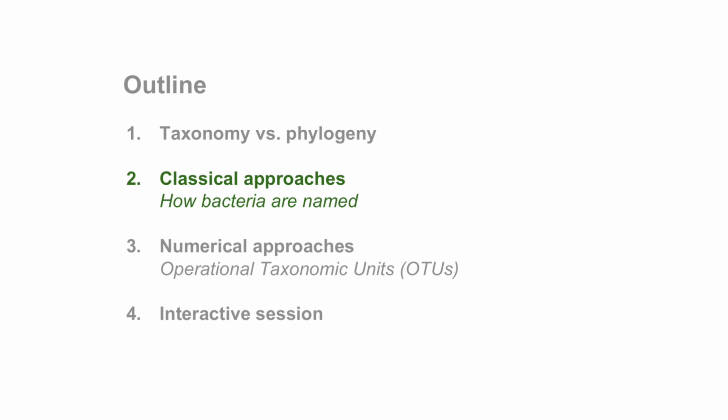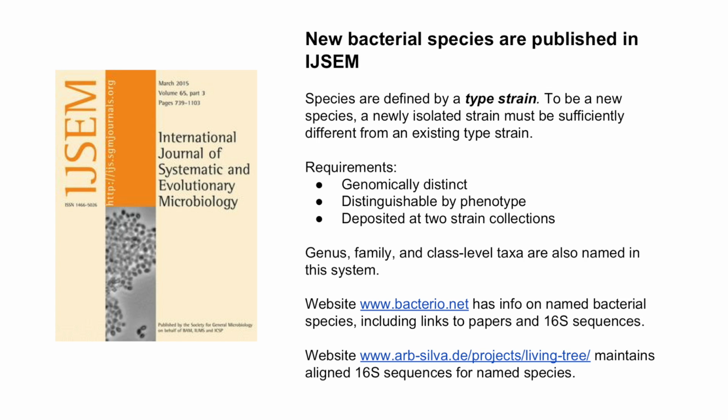Okay, so where do we get the names for bacteria? They're published in one journal, the International Journal of Systematic and Evolutionary Microbiology. The critical thing about named bacterial species is that they're defined with reference to a type strain. There's one strain that people have mailed out to collections of bacteria, and that strain defines the species. If you're like that type strain, then you are in the species. If you're sufficiently different from the type strain, then you're a new species.